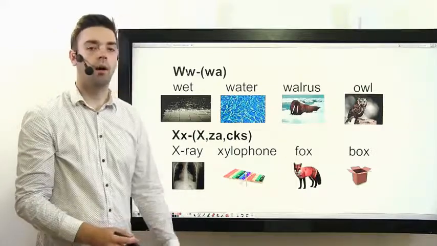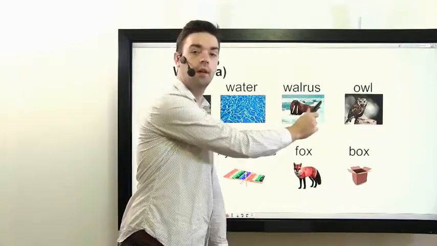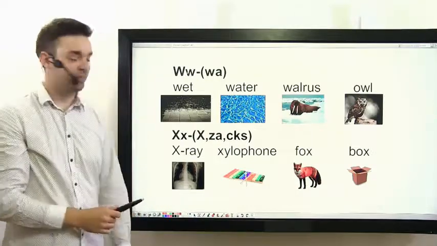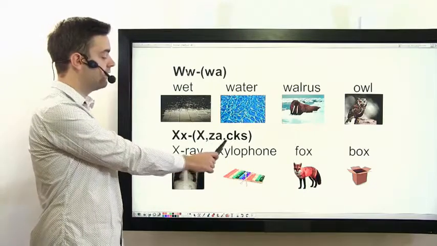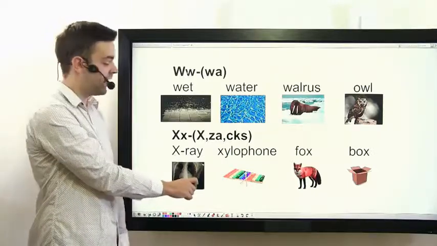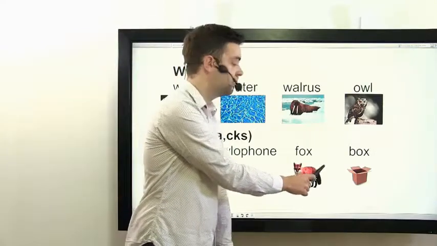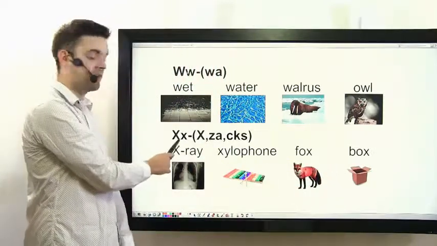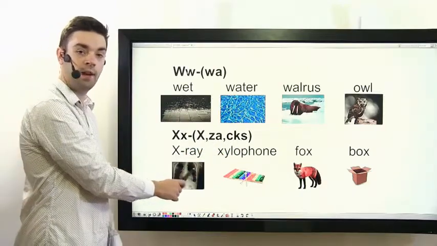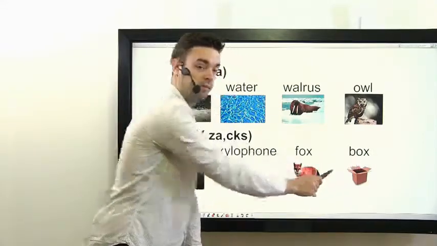W, wet, water, walrus, owl, W. X, so it can be X, Z, or X. So X-ray, xylophone, fox, box.